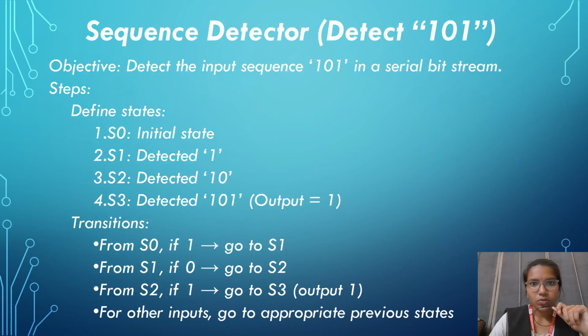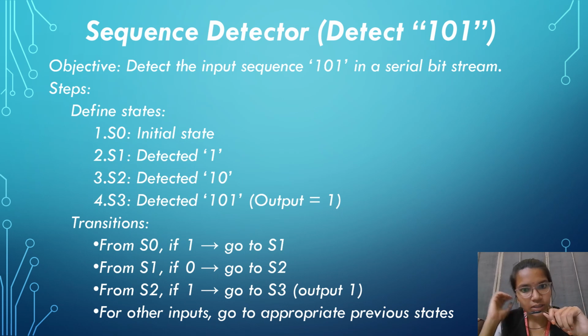Let's now take a sequence detector. Let's take detect 101. The objective is to detect the input sequence 101 in a serial bit stream. Steps to detect this. First one is defining states. The initial state is S0. Detected state 1 is taken as S1. Detected state 10 is taken as S2. And detected state 101 is taken as S3, which gives output equal to 1.